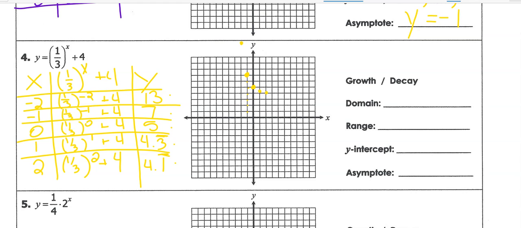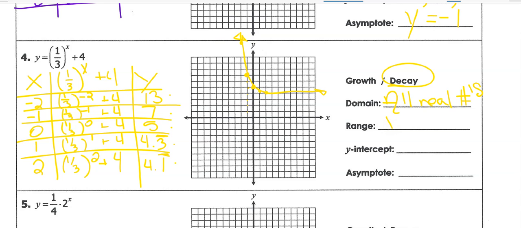So we can already see that our graph comes down about right here, and then curves and gets infinitely close to this line right here. Here's what it looks like. From left to right, the graph is going downwards, which is a sign of decay. Our domain is always all real numbers. If you learn anything from this lesson, it's that the domain is always all real numbers.